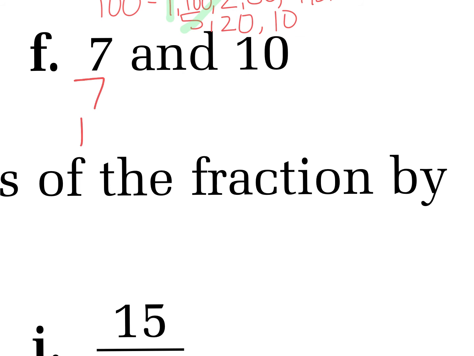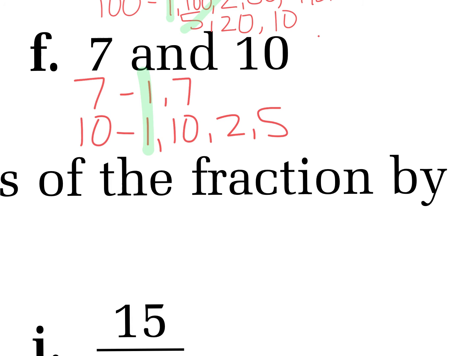All right, we have 7 and 10. 7 is 1 and 7, and there's nothing else I can multiply to get 7. 10, I got 1 and 10 and 2 and 5. So my only factor in common is 1. So for F, your greatest common factor would be just 1.